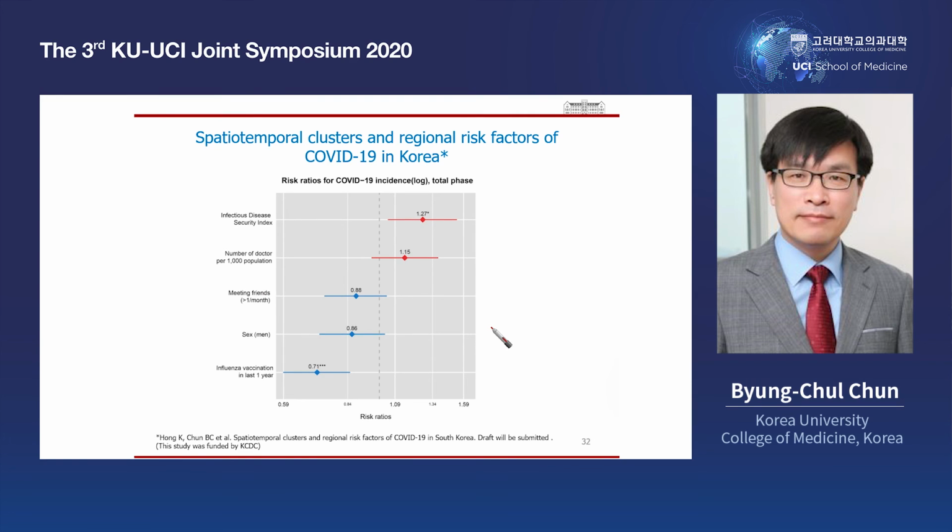We found the infectious disease security index of a county is a significant predictor of high incidence of COVID-19. A high index means lower security and higher COVID-19 incidence. And also the influenza vaccination rate is significant as a preventive factor.